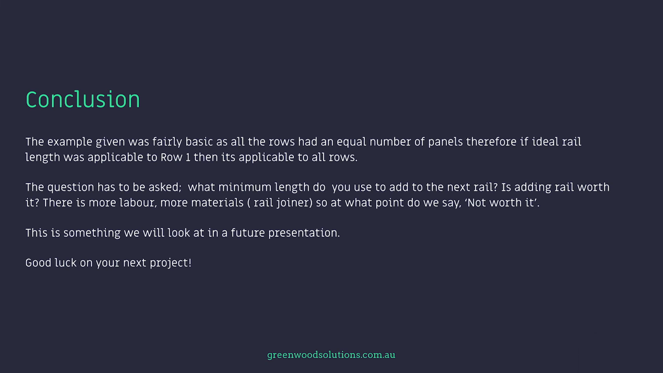Conclusion. The example given was fairly basic, as all the rows had an equal number of panels. Therefore, if ideal rail length was applicable to row 1, then it's applicable to all the rows. The question has to be asked, what minimum length do you use to add to the next rail if you want to join? Is adding rail worth it? There's more labour, more materials, rail joiners, etc. So at what point do we say it's not worth it? And this is something we'll look at in a future presentation. Good luck on your next project.